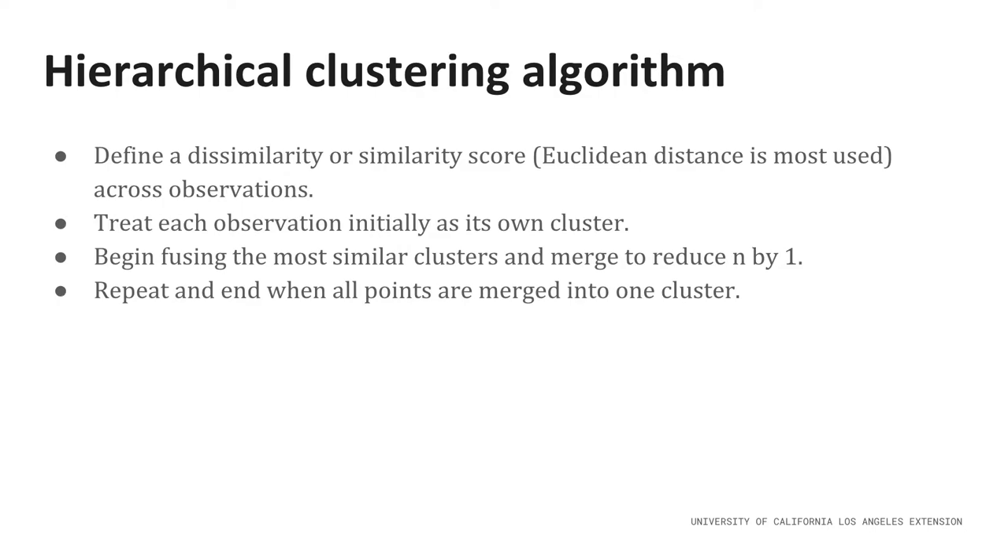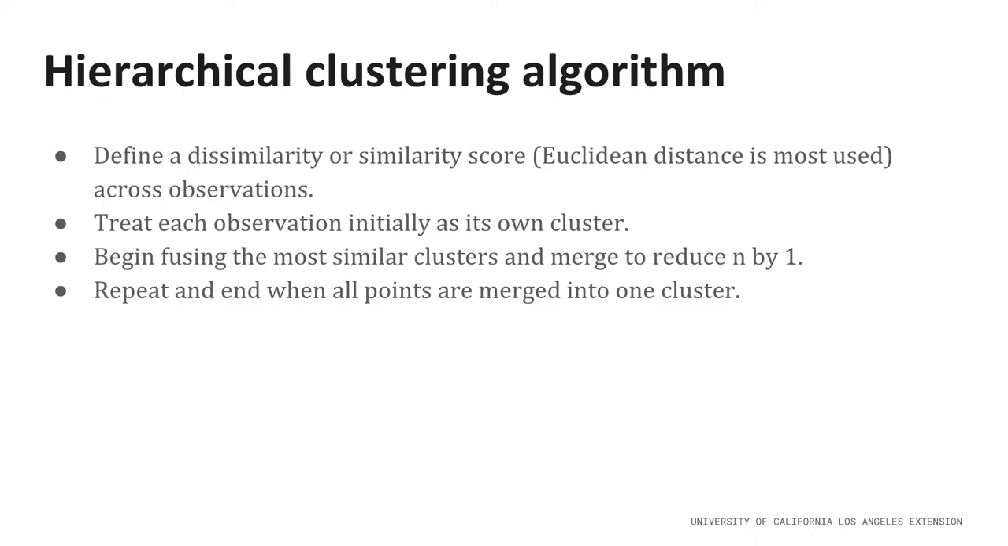So let's actually walk through the algorithm itself. So you're going to have to define a dissimilarity or similarity score. And this again uses Euclidean distance because we are measuring geometric distances. And we'll look at all the observations. And you start by treating each observation as its own cluster.